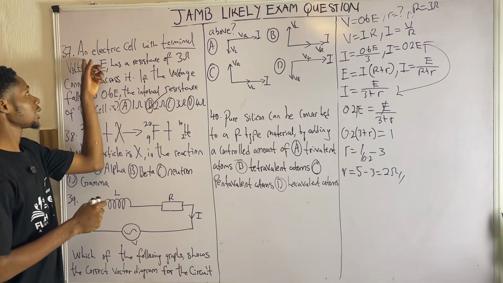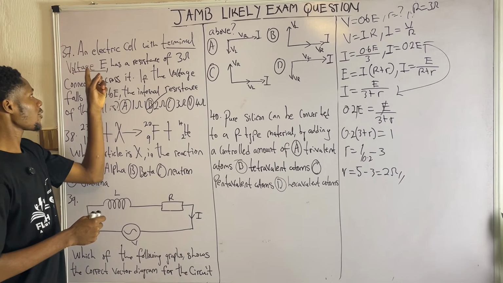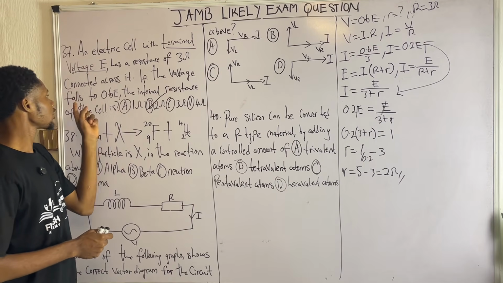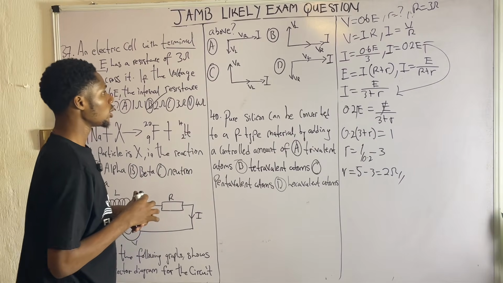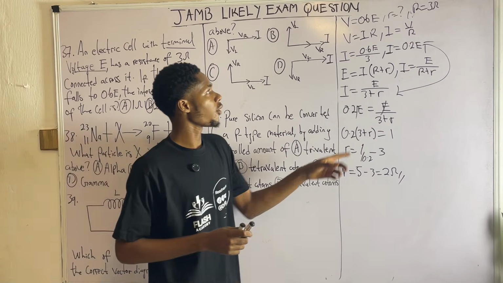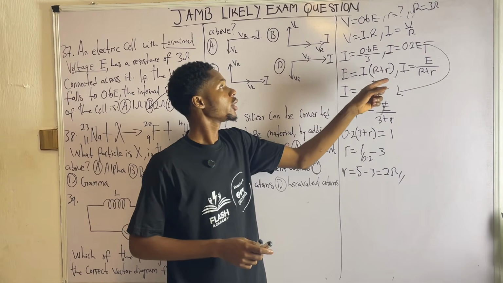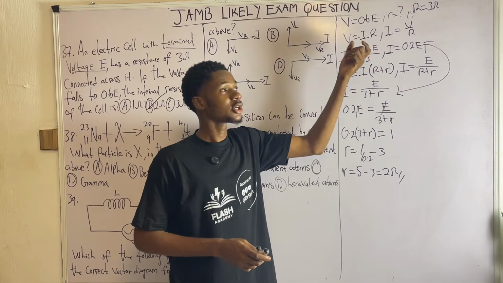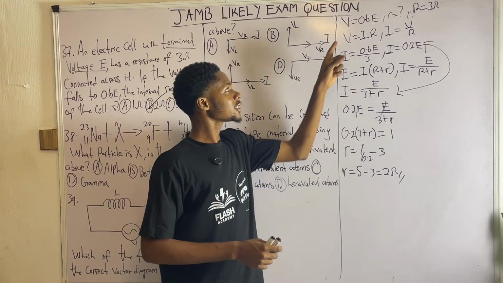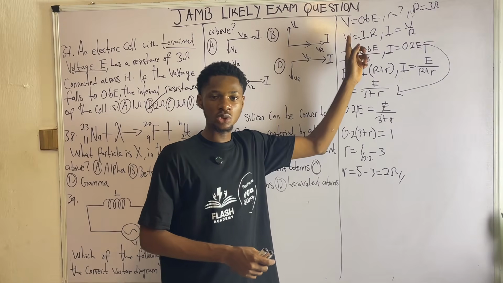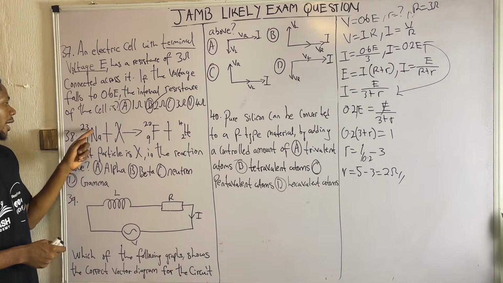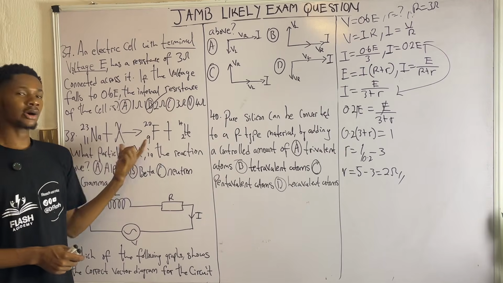The question reads again: an electric cell with terminal voltage E has a resistance of 3 ohms connected across it. If the voltage falls to 0.6 E, now don't make the mistake of substituting 0.6 E for the new EMF. No, it is the terminal voltage that is being talked about. So anytime you're replacing it, regardless of the method you're taking, you always equate 0.6 E to V, which is the terminal voltage.